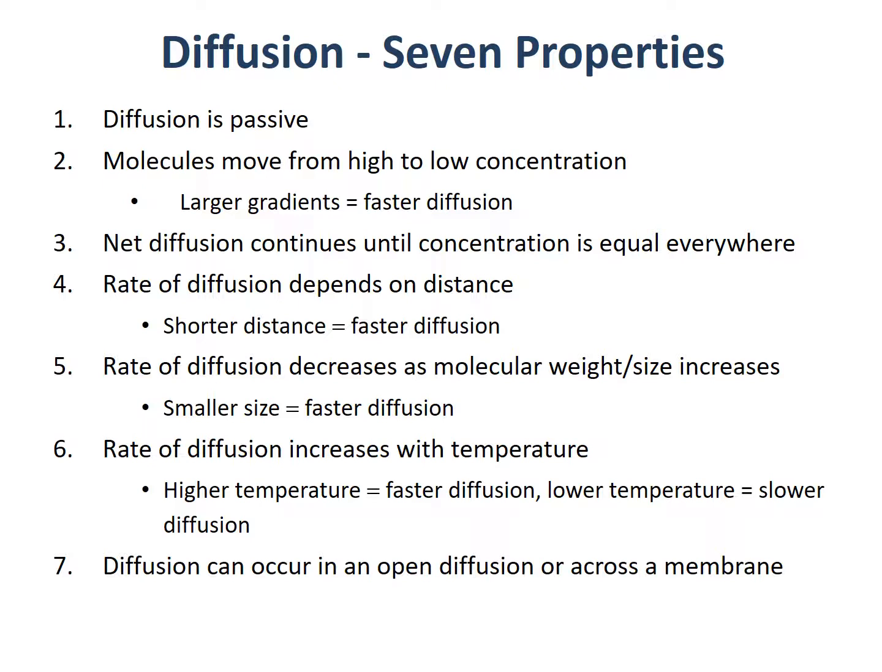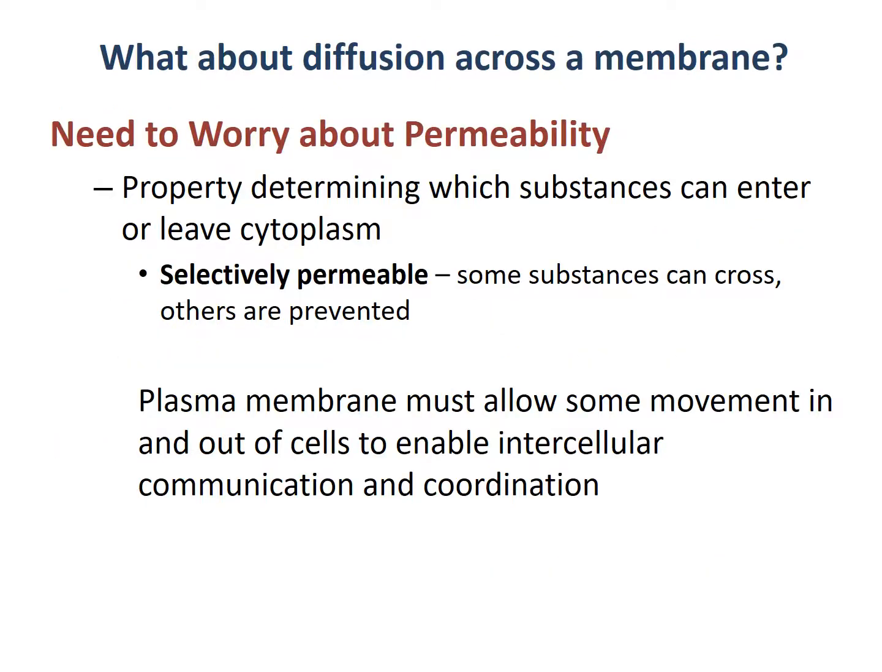Finally, 7. Diffusion can occur in an open system or across a membrane. Now, this is very relevant to our discussion on membrane transport. Looking at diffusion across a membrane, we need to worry about permeability. Permeability is a property determining which substances can enter or leave the cytoplasm. Our cells are often selectively permeable. This means some substances can cross, others are prevented. The plasma membrane must allow some movement in and out of the cell to enable intracellular communication and coordination.